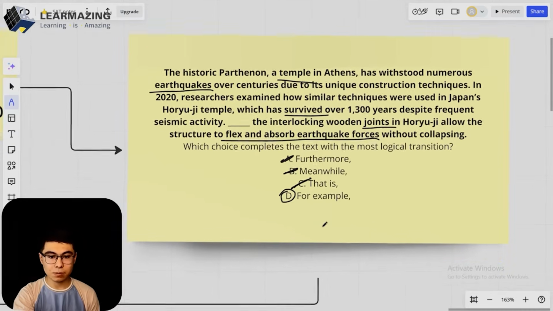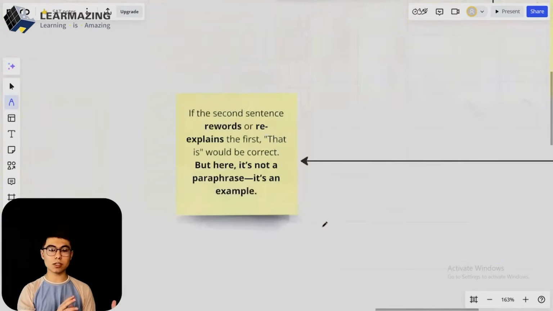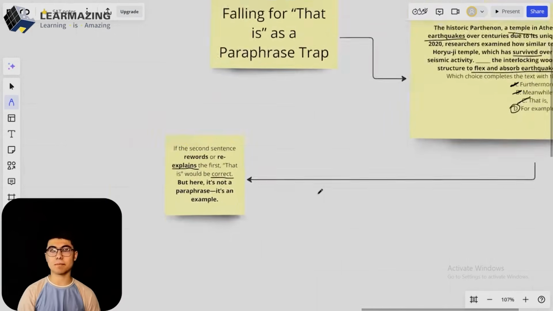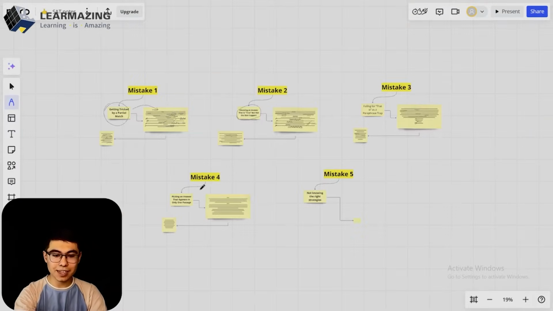Let me explain that mistake. If the second sentence rewords or re-explains the first one, that would be correct. But in this case, as you saw, it's not a paraphrase, it's a specific example. Now let's move on to the next mistake.